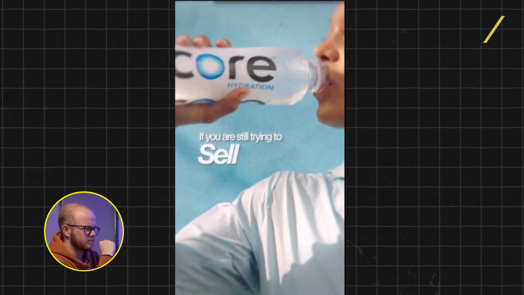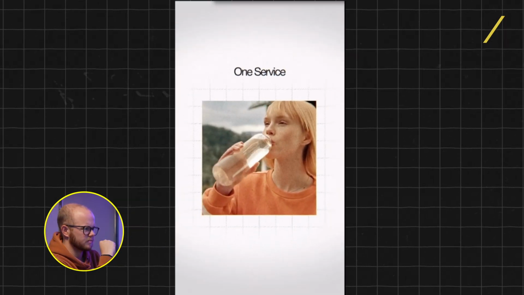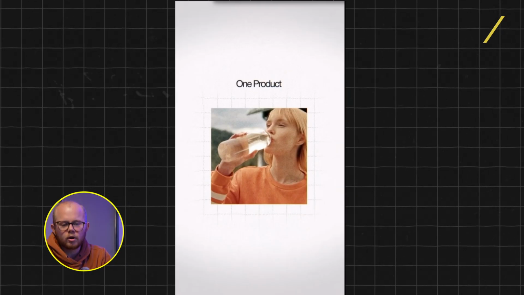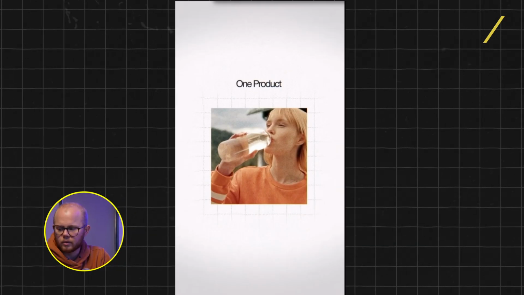If you are still trying to sell bottles, one project, one service, one product, in order to do this well, you need to be very creative with the type of B-roll that you pick. There's a massive trend at the moment that you choose carefully picked movie shots. Now, why do we pick movie shots? Quite simply because it's the most recognizable.